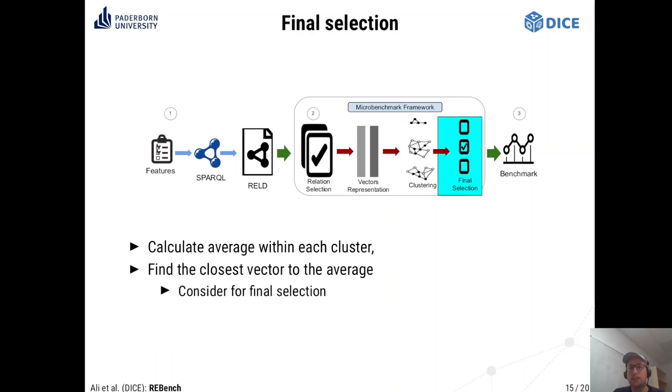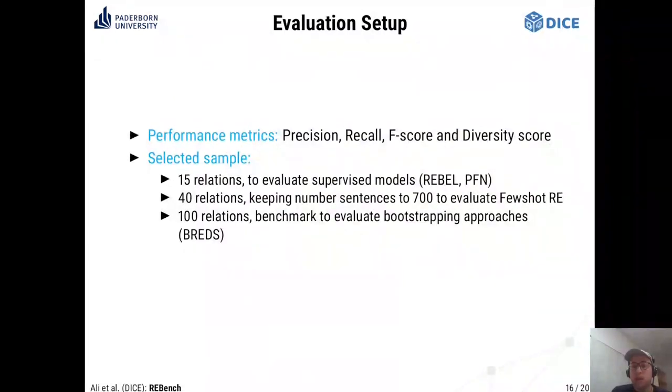The clusters are drawn in the multi-dimensional space, and in every cluster it finds the average, and then the closest relation is considered to be the final selection. So we evaluate REBench, keeping the performance metrics precision, recall and F score, and then we also evaluate the diversity score for the different algorithms. For the selected samples, we took 15 relation samples, 40 relation samples, and 100 relation samples to evaluate supervised, bootstrapping and unsupervised relation extraction systems.